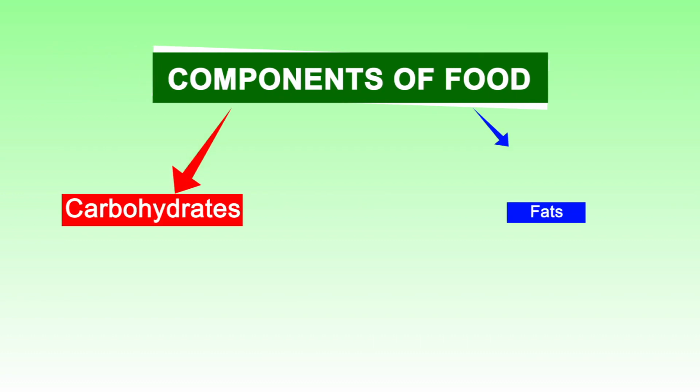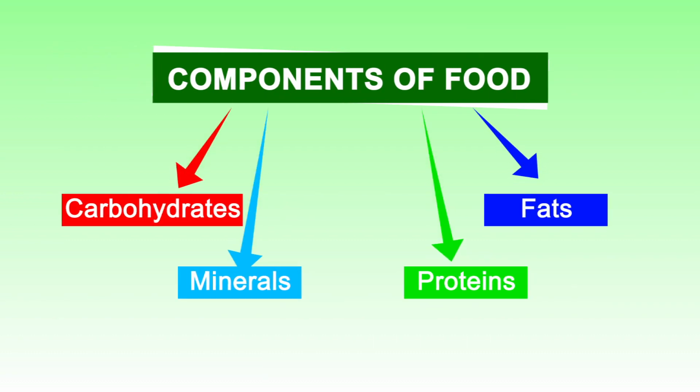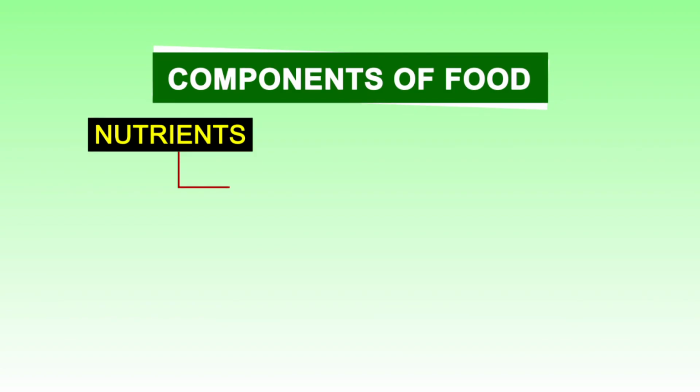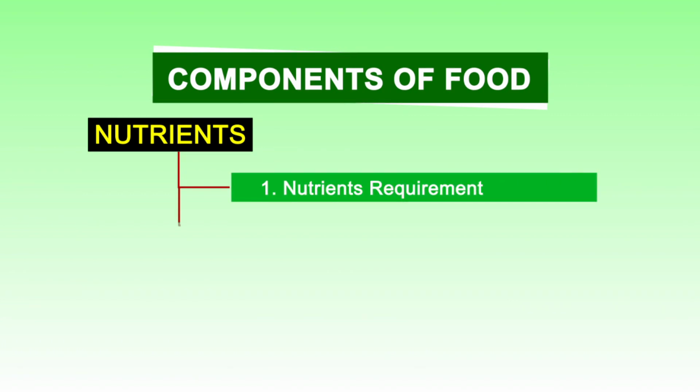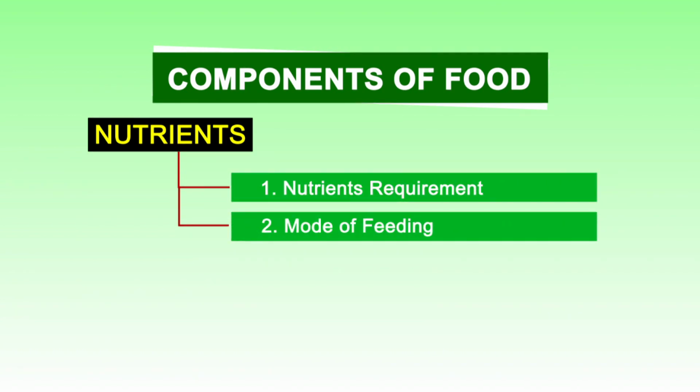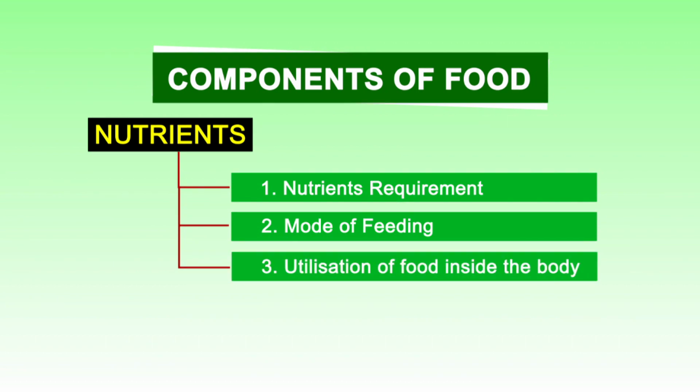To get energy? Yes, we get energy from digestion of the food. The components of food like carbohydrates, fats, proteins, minerals and water etc. are called nutrients. Nutrients break down into simpler food materials on digestion. Animal nutrition includes nutrient requirement, mode of feeding, utilization of food inside the body. We will discuss them one by one.